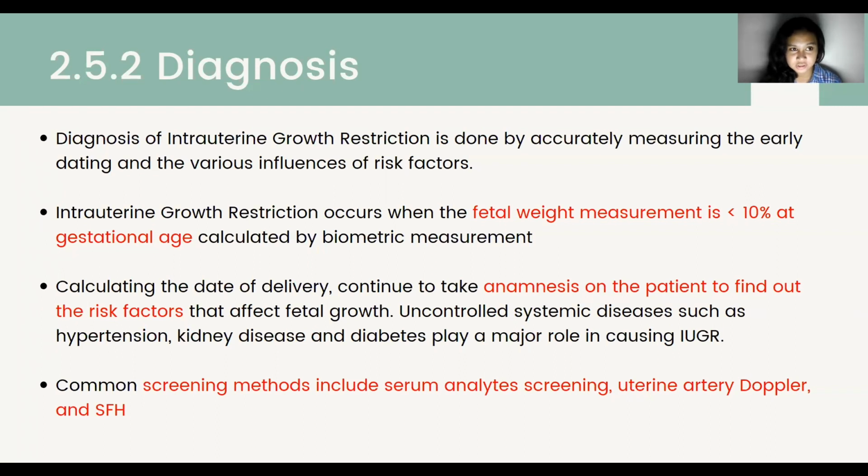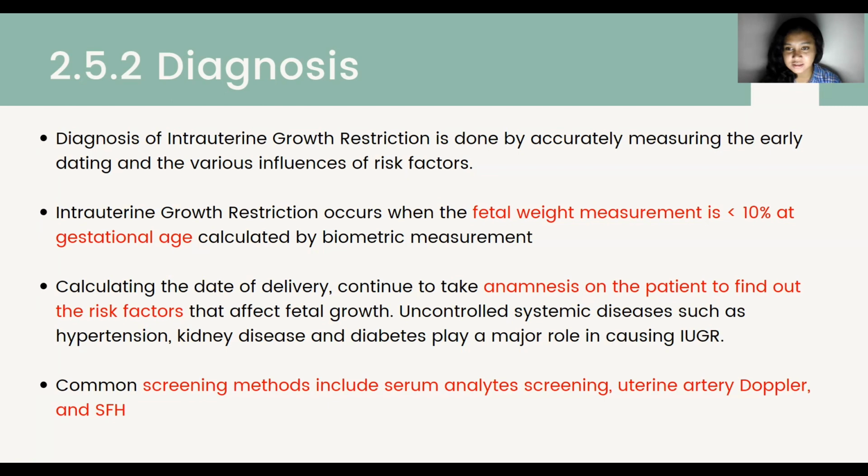The diagnosis of intrauterine growth restriction is done by accurately measuring dating and assessing the various influences of risk factors. Intrauterine growth restriction occurs when the fetal weight measurement is under the 10th percentile for gestational age, calculated by biometric measurement. First, we calculate the date of delivery, then continue to take anamnesis from the patient to find out the risk factors that affect fetal growth.